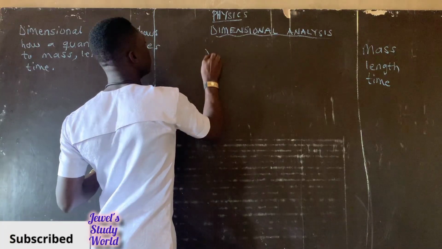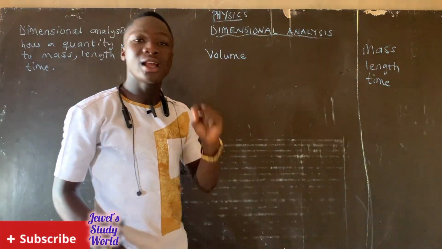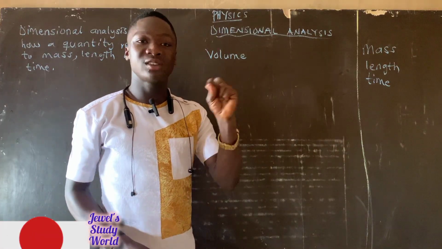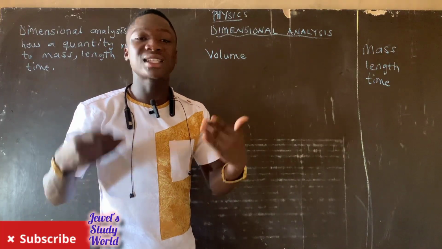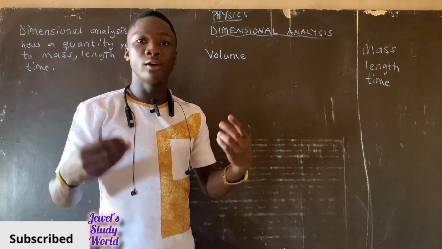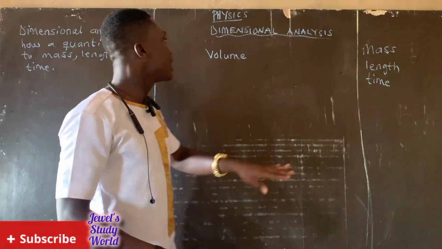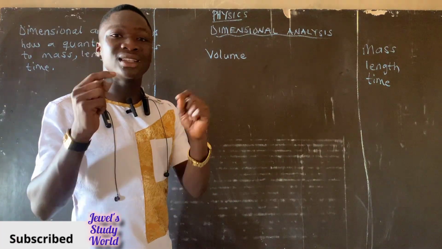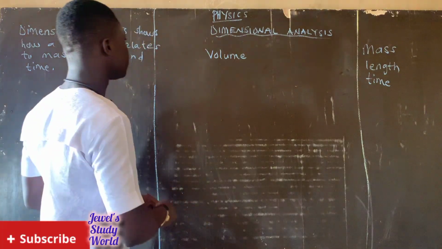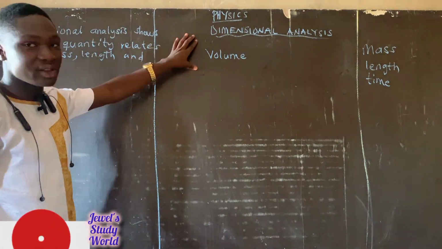So let's say we have any quantity, like volume. Volume is a quantity. And note, when you say a quantity, it relates to any physical property of a substance that can be measured. Mass can be measured, volume can be measured, area can be measured. So any physical property of a substance that can be measured is termed a quantity.